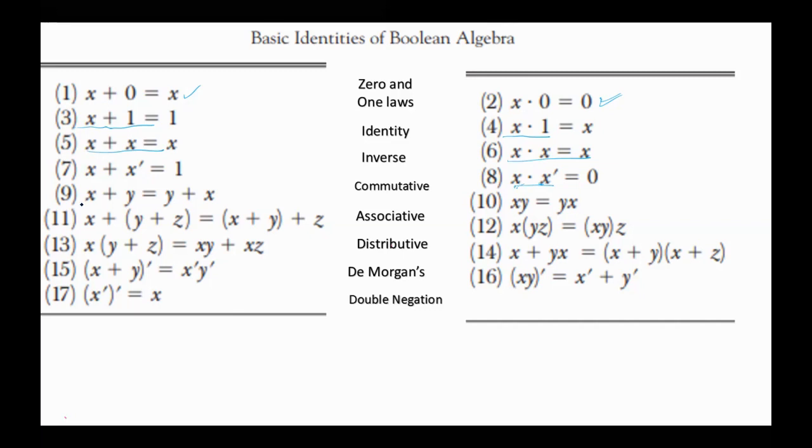Commutative law: x OR y equals y OR x, and x AND y equals y AND x. Associative law: x OR (y OR z) equals (x OR y) OR z. And for the AND operation, x ANDed with yz equals xy all ANDed with z. Next, distributive law: x ANDed with (y OR z) equals xy OR xz, and x ORed with yz equals (x OR y)(x OR z).